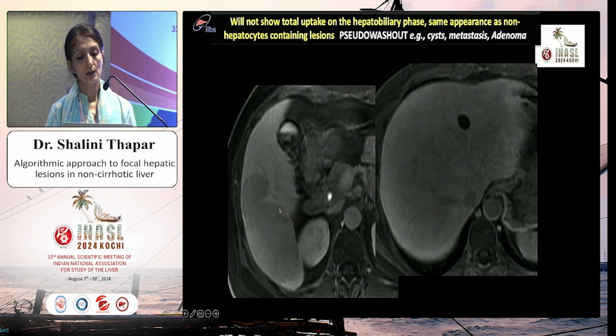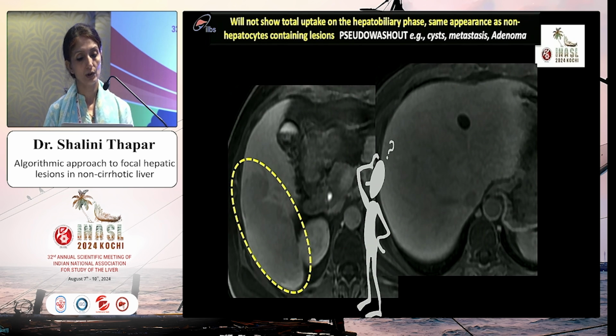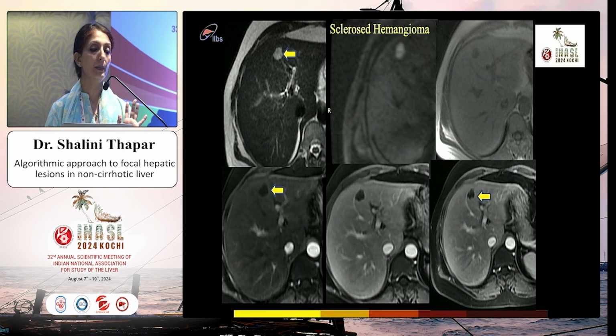But this lesion appears to be washed out, but actually this is a pseudo washout. This hemangioma has taken up contrast, but it is not comparable to the rest of the hepatocyte filled liver, which is showing adequate enhancement. So this is what a pseudo washout would look like. This is not a malignant lesion.